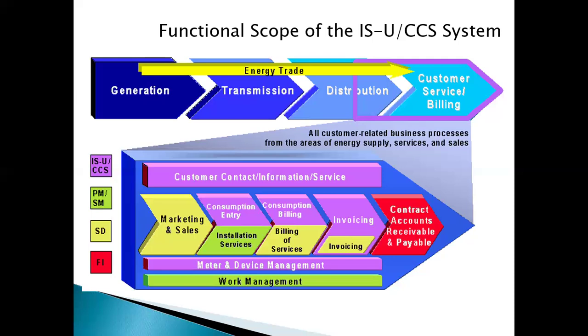Now they created a combination of these modules, and they create a solution, and that solution is useful for a particular company or particular area or domain. Like for the utility domain, the solution they created is called SAP ISU CCS. So I stands for industry specific, U stands for utility, CCS stands for customer care service.